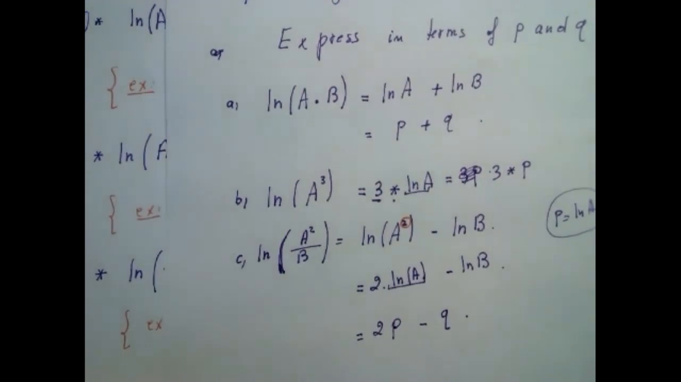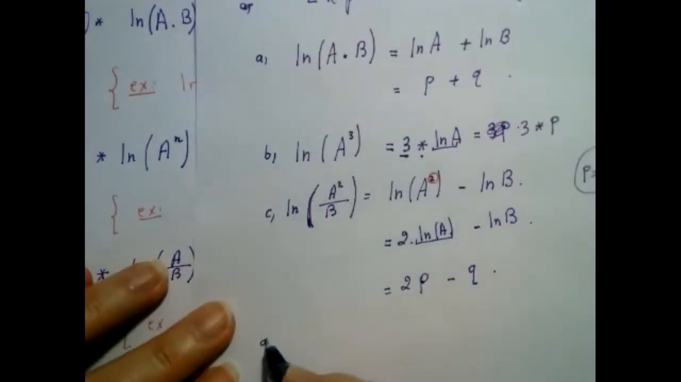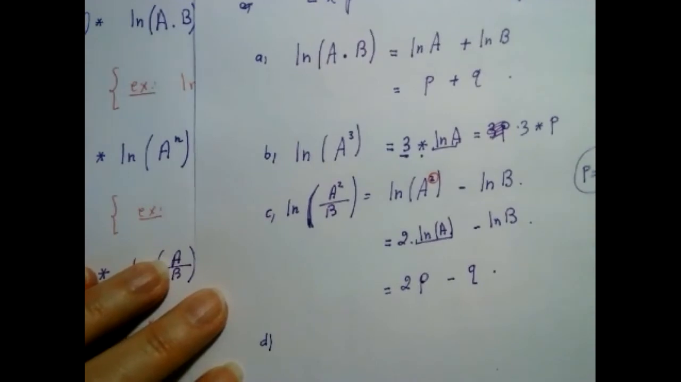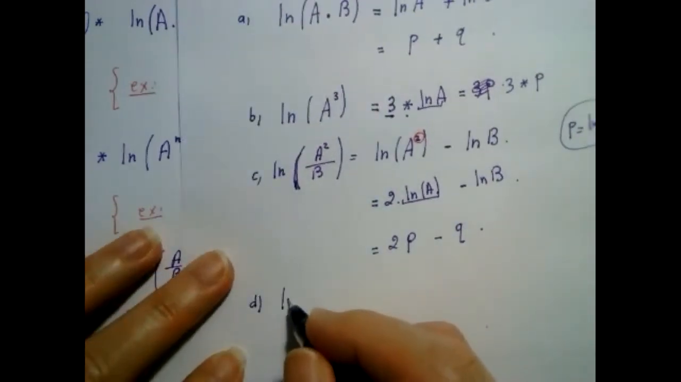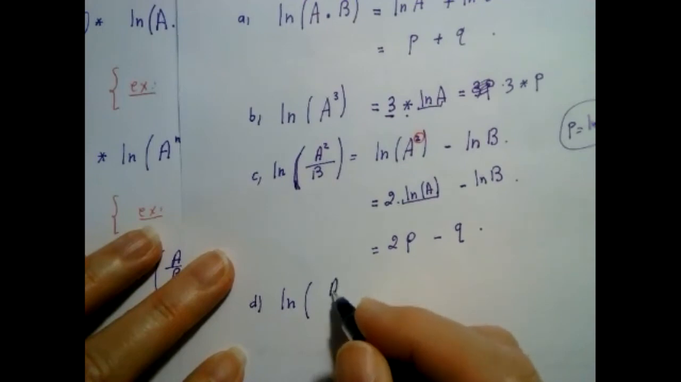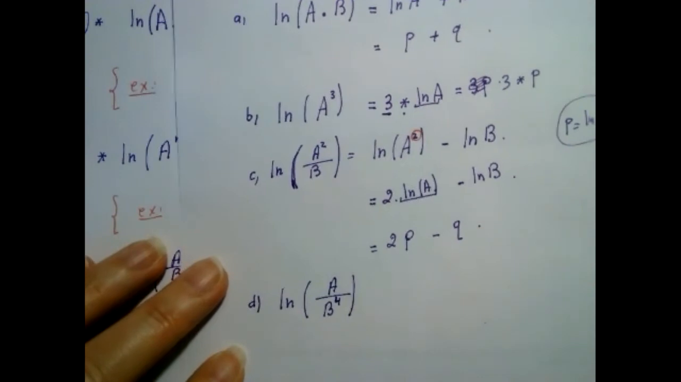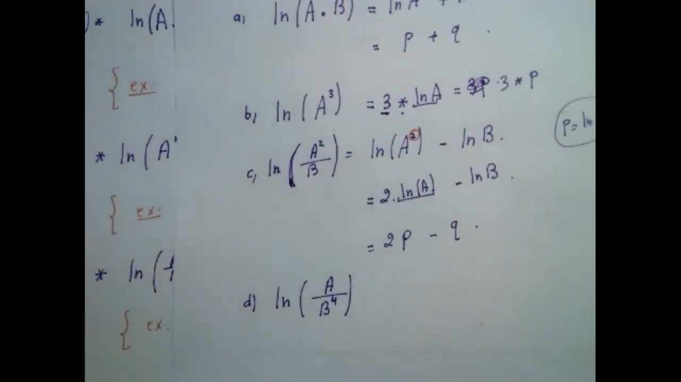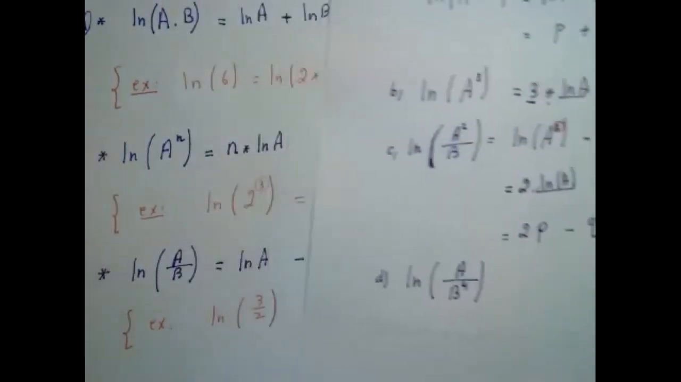All right. I'm going to give you more till you are comfortable. D. Suppose I give you ln of A over B to the power 4. I want this in terms of P and Q. Please, all of you do it. Please make mistakes, then you will learn it this way. Use the properties verbatim.